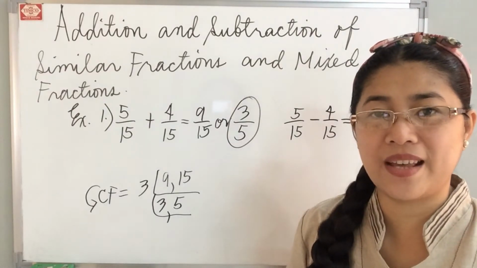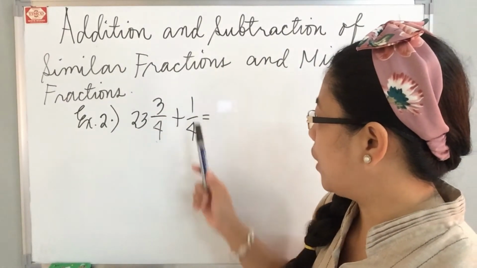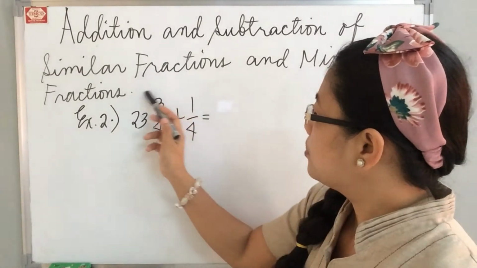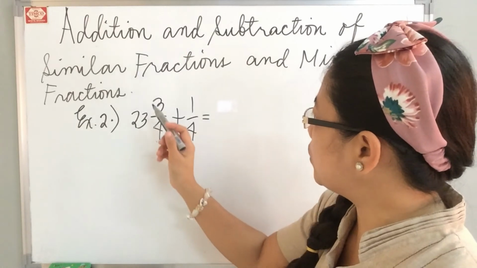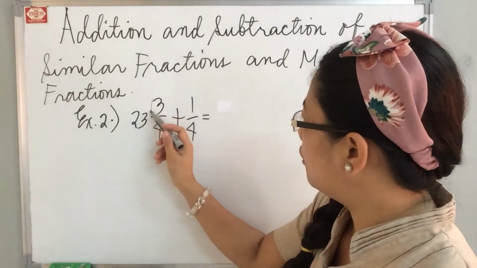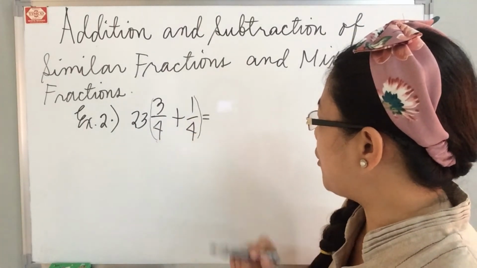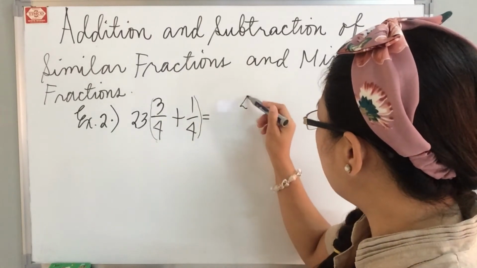Now let's go to the next example. We have here 23 and 3/4 plus 1/4. So this time we have a mixed number or mixed fraction. In this case, we're going to add first the fraction. Okay, 3/4 plus 1/4. So add first the numerator. We have 3 plus 1. We have 4.